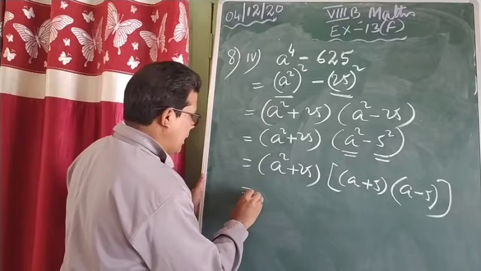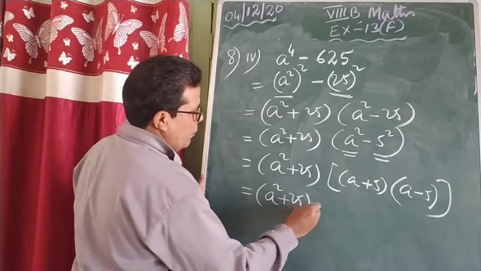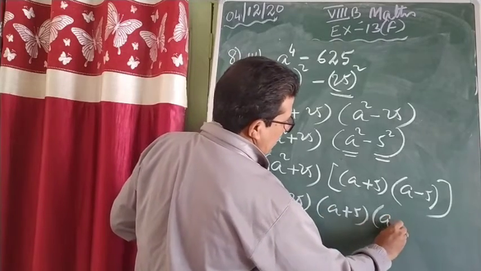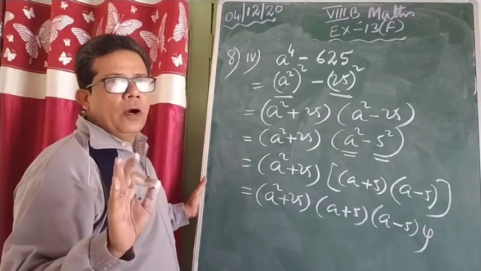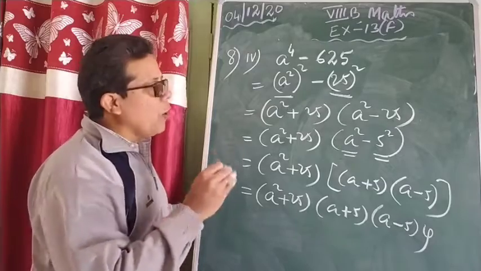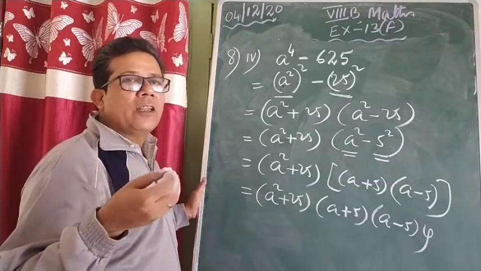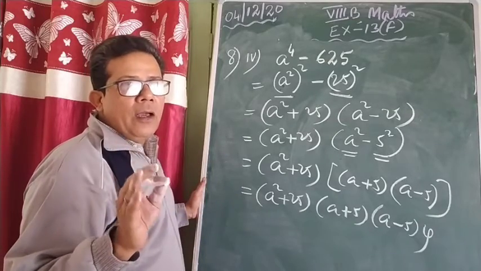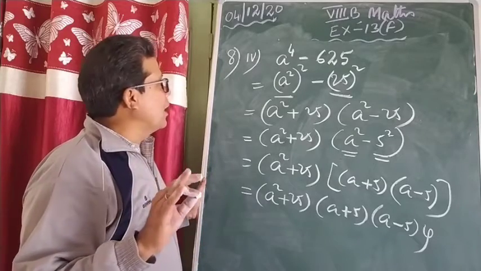Now if I remove the bracket, what will come? A square plus 25. This is a plus 5 into a minus 5, and this is your answer. I hope I made it clear to you. These are the easy problems. Same problem, maximum problems are based on exercise 13D, and with the help of a square minus b square. This is a very important formula for the factorizations, and I hope it is clear to you.